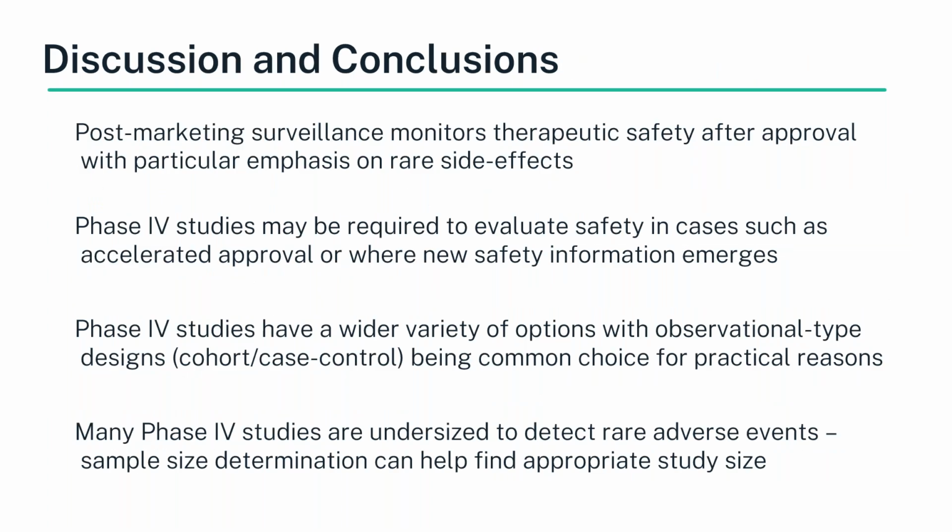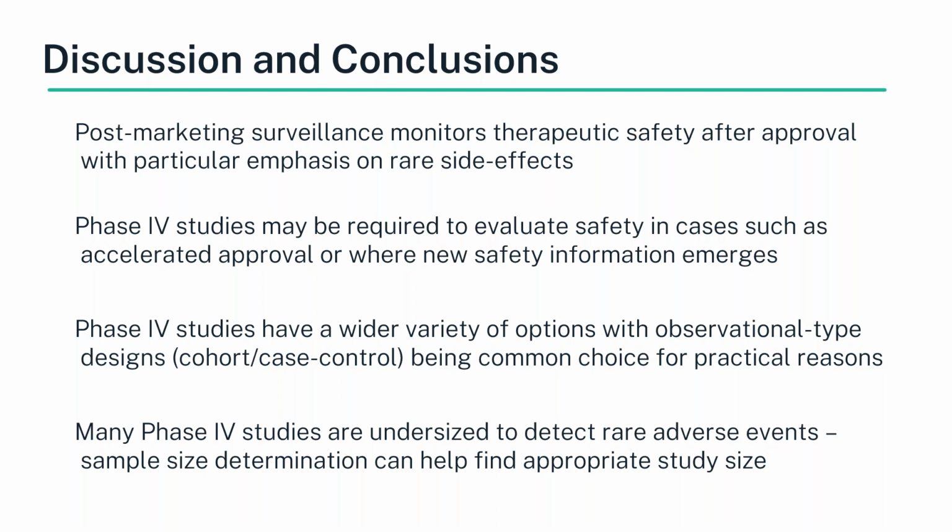So in terms of discussion and conclusions, post-marketing surveillance monitors therapeutic safety after approval, after the drug is available to real-world patients, with a particular emphasis on rare side effects, on rare adverse events. Phase 4 studies may be required or asked for to evaluate safety in cases such as accelerated approval or where new safety information emerges. Also, phase 4 studies may be done by a sponsor separately to check efficacy, and safety maybe as a secondary endpoint. But today we're focused mostly on those where a regulator has asked or required a phase 4 trial or study.